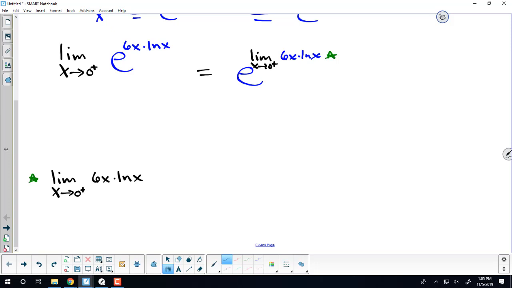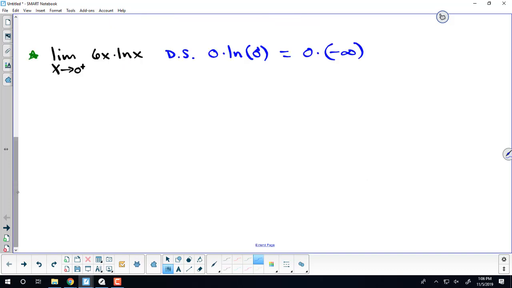So again, these things are turned into indeterminate products. As we see here, as x goes to 0, we have 0 times the natural log of 0 from the right, which is, of course, 0 times negative infinity. So we've got our indeterminate product. We need that to be a quotient before we can apply L'Hopital's rule. So how do we turn the product into a quotient? Divide by the reciprocal.